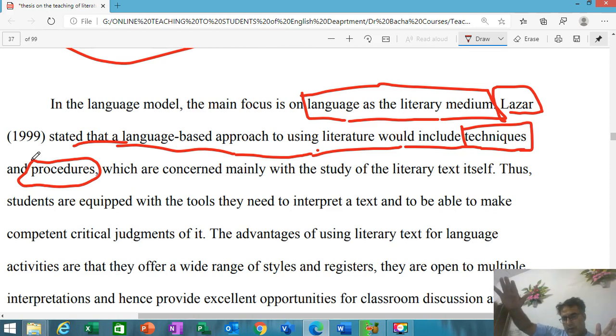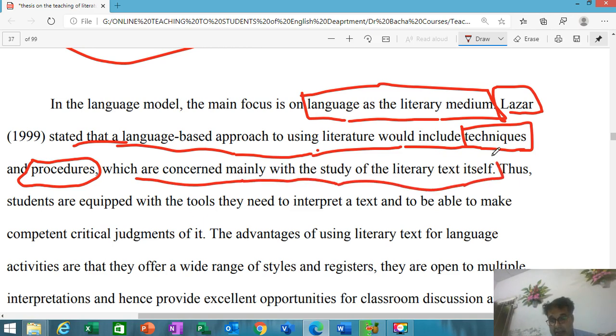If you come from top to bottom, the first thing you have at the top is method, and then approach, and then it further comes down into certain steps, which are techniques and procedures at the classroom level. In method, you have the basic general principles, under which the approaches and procedures are made. These include techniques concerned mainly with the study of the literary text itself.